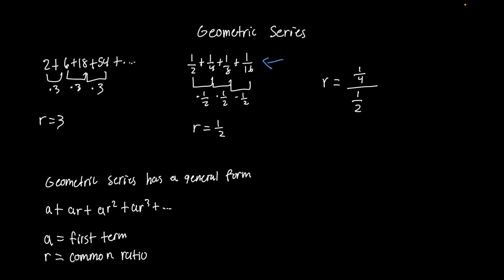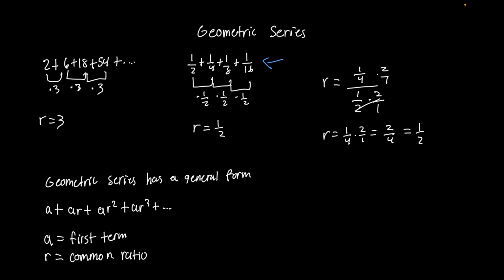Now we just simplify. To simplify this, you can just multiply by the reciprocal on the bottom, so multiply by 2 over 1. So r is equal to 1/4 times 2 over 1, which is equal to 2 over 4, which is also equal to 1/2, which is what we got earlier.